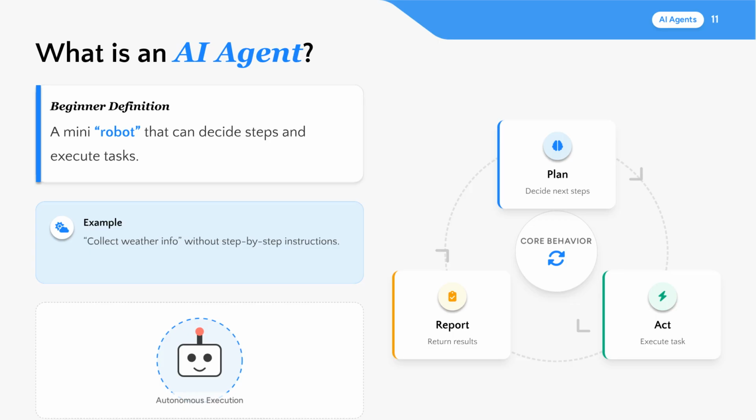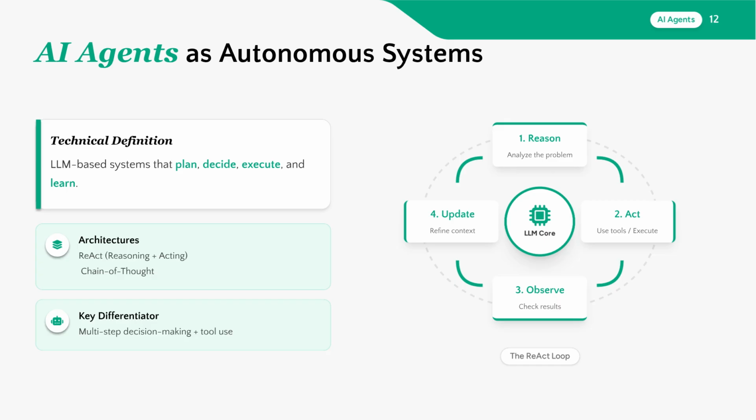An AI agent is a robot that decides the next steps and executes tasks autonomously. This core behavior includes planning, acting, and reporting results, like collecting weather information without explicit step-by-step instructions. Technically, AI agents are LLM-based systems that plan, decide, execute, and learn, often using architectures like ReAct. Their key differentiator is multi-step decision-making and tool use in a continuous loop.